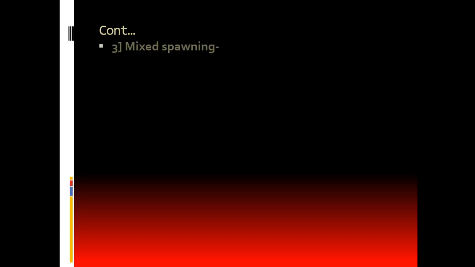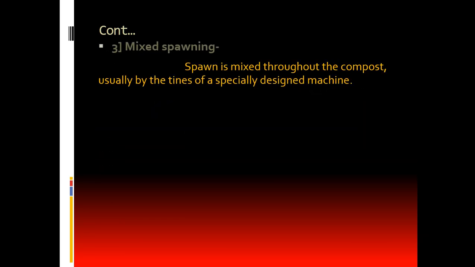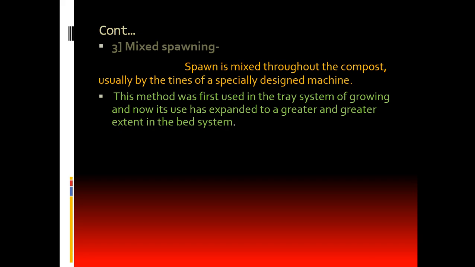Now the third is mixed spawning. Here the spawn is mixed throughout the compost. You directly take the spawn grains, mix them and fill the bags. Usually a specially designed machine is required for this, but we can do it manually also. This method was first used in the tray system of growing, and now it is used to a greater and greater extent in the bed system also.